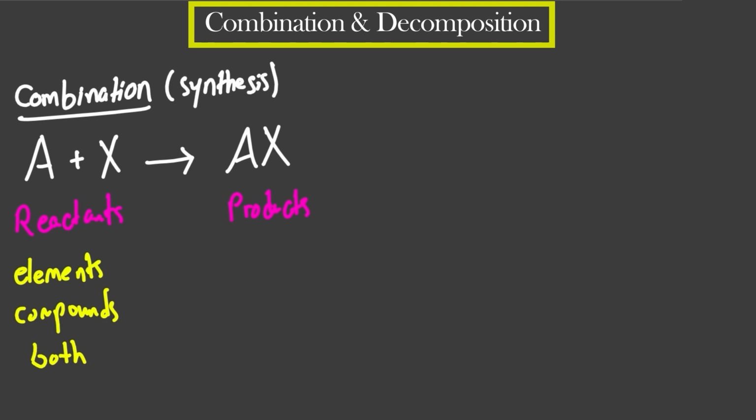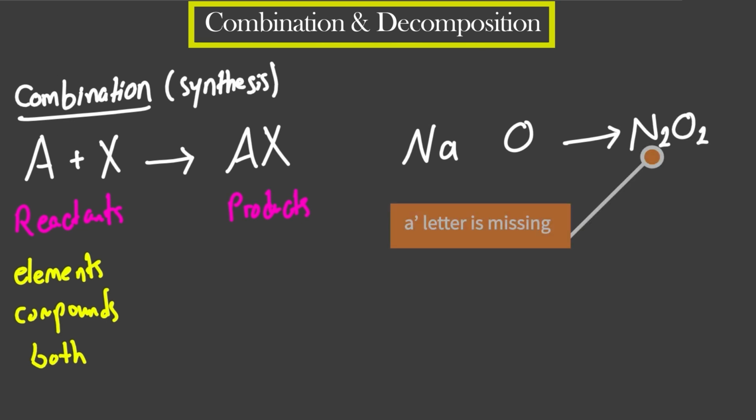Let's say we have sodium and oxygen, and we want to combine them to form a single product, sodium peroxide. Oxygen is a diatomic element. It's composed of two atoms. So we'll write a subscript of 2 for the oxygen.